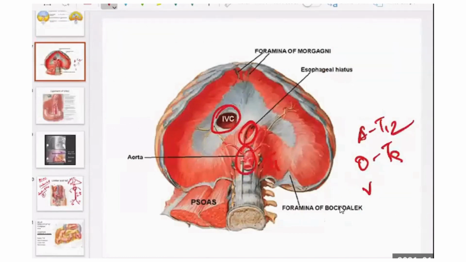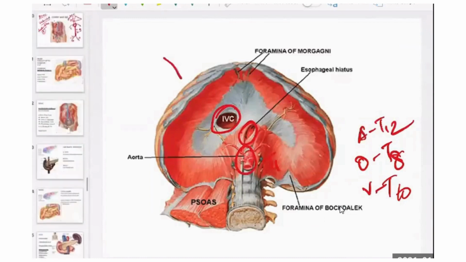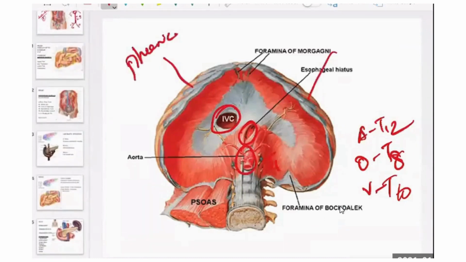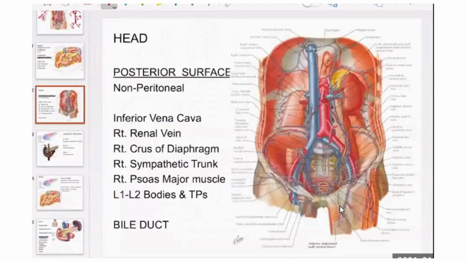Vena cava opening is T10. So clear. So there are three openings on the diaphragm. Diaphragm is supplied by what nerve? Phrenic nerve. It is supplied by phrenic nerve. The root value is C3, C4, and C5. So that is regarding inferior vena cava. Finally, inferior vena cava opens on the right heart.